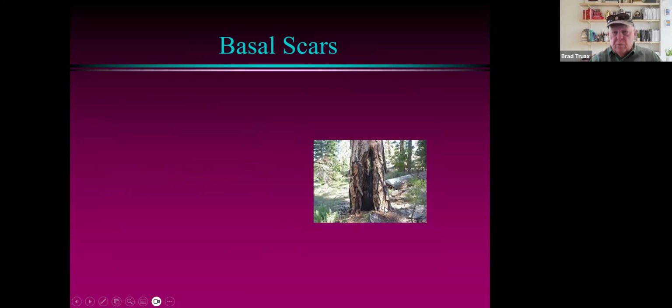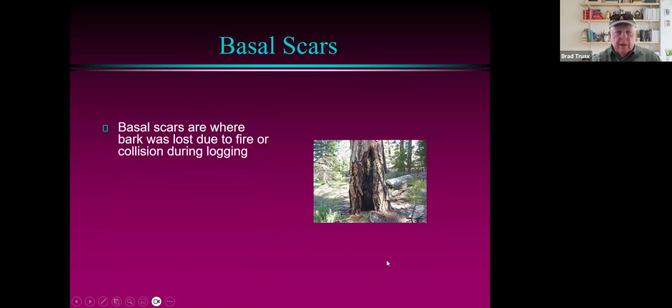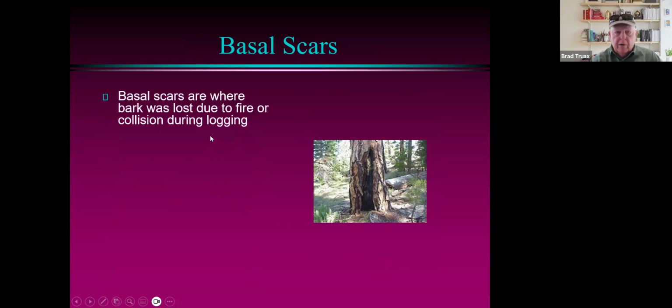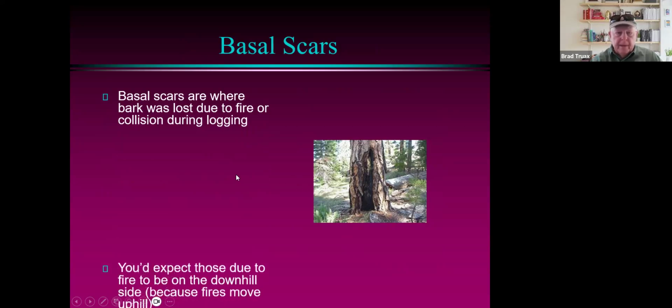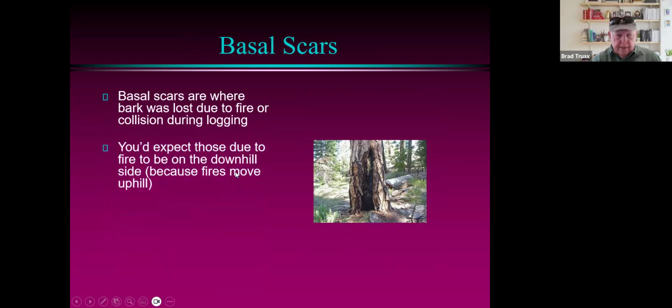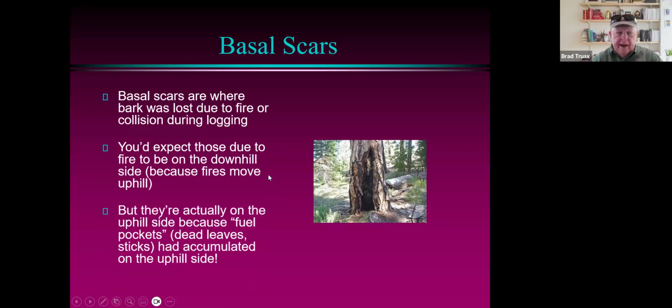You may occasionally see what are called basal scars when you're out in the forest. Basal scars are where the bark was lost due to either fire or a collision when logging was happening. You'd expect that those due to fire would be on the downhill side because fire moves uphill when there's a wildfire. But in fact, it's actually the opposite. Most of these basal scars are on the uphill side.